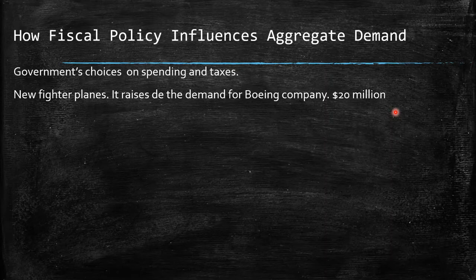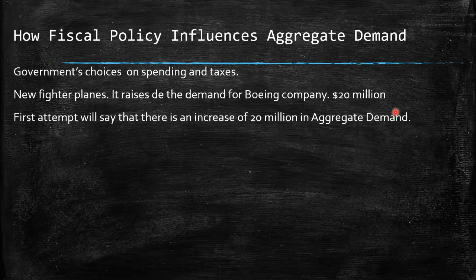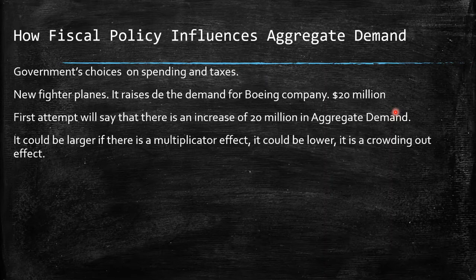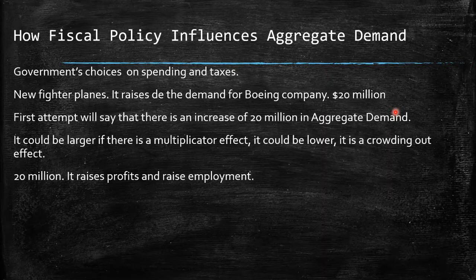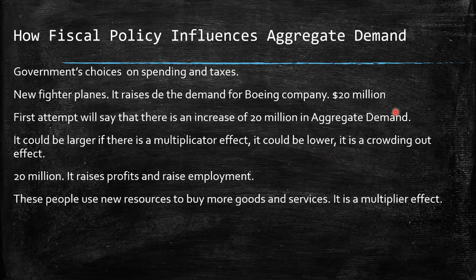So for example, let's think about the government that needs to buy fighter planes. They call Boeing to receive these planes, and imagine the demand for Boeing is 20 million. In the first attempt we will say there is an increase of 20 million in aggregate demand, but actually this could be larger if there is a multiplier effect, or lower if there is a crowding out effect, because this 20 million at the beginning naturally raises profits and raises employment. So these people use new resources to buy more goods and services. This is the multiplier effect.